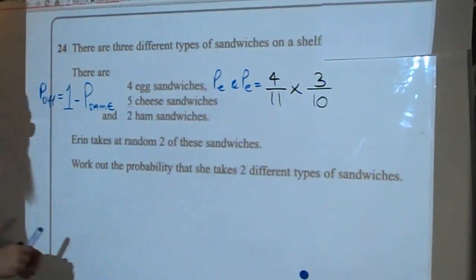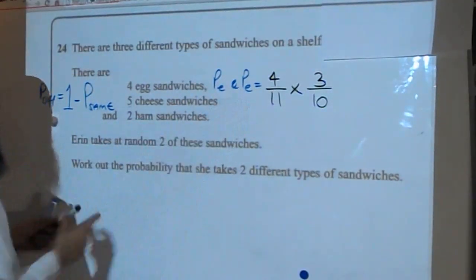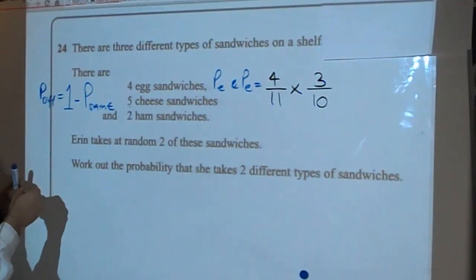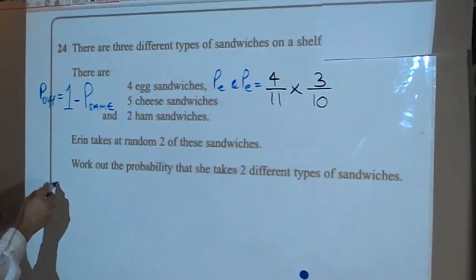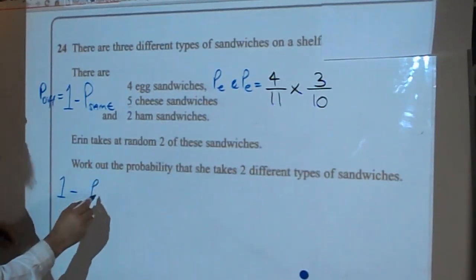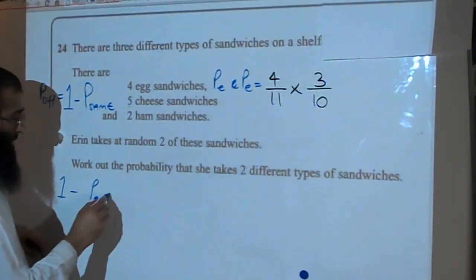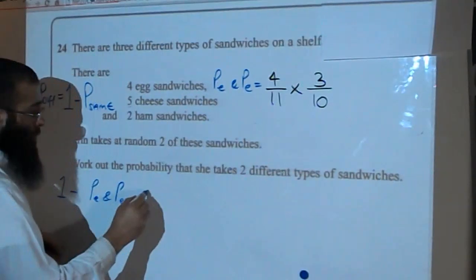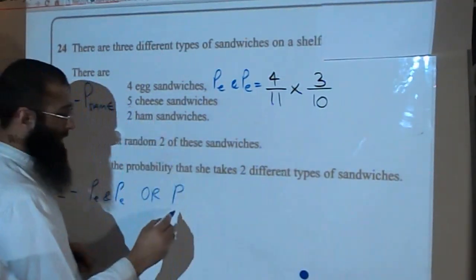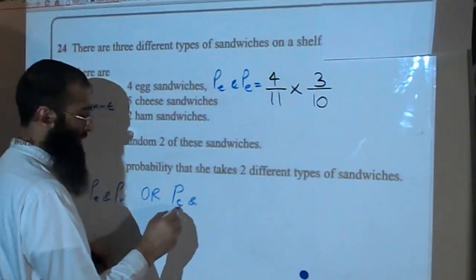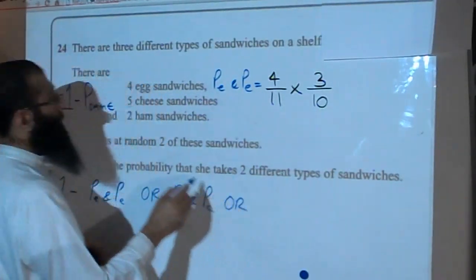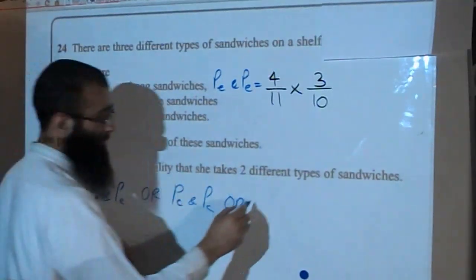Okay, what we can do, I'm going to copy this bit down over here. So we're going to copy this and make it all into one nice big calculation. Okay, let's get started. So 1 minus the probability of an egg and an egg, or the probability of a cheese and a cheese, or we have the probability of a ham and a ham.